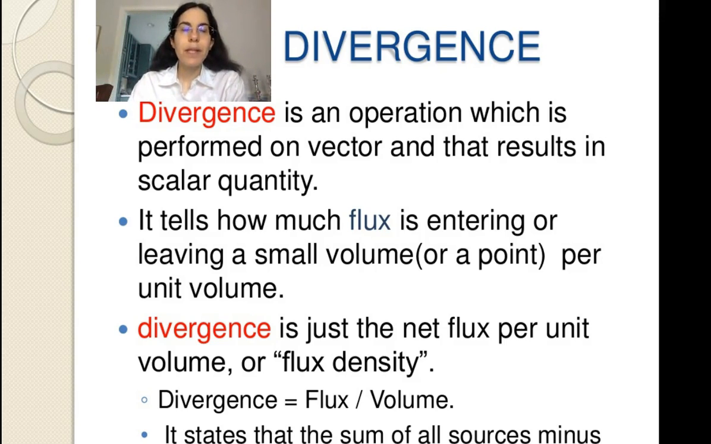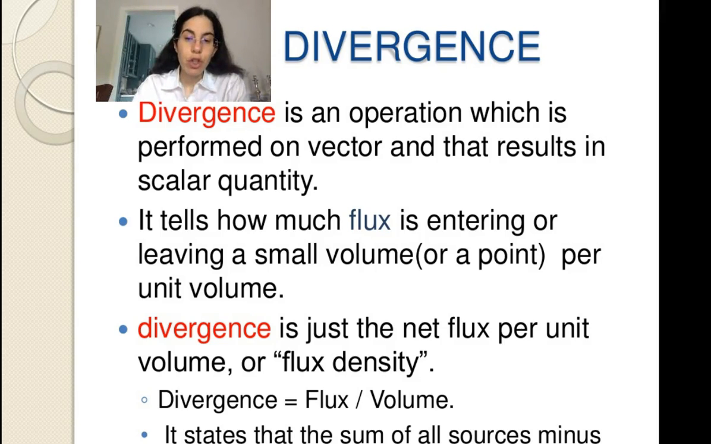Remember that upside down delta? This is the upside down delta. Let's start with the idea of divergence. Divergence starts with a vector and gives you a scalar. What does it measure? It measures how much flux is entering or leaving that part of the system that you're working on. It's flux per unit volume, or flux density.